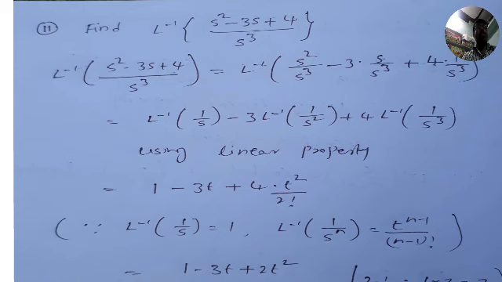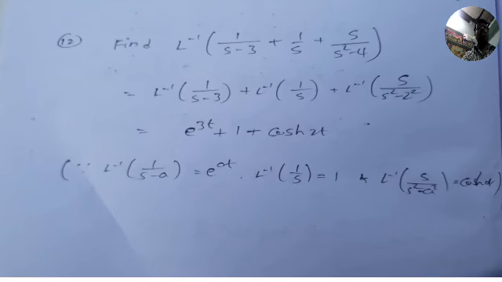Now the problem for you is: find L inverse of 1 by s minus 3 plus 1 by s plus s by s square minus 4. Good. You can easily do it. Already we did such a type of problem. Already I explained it to you. Yes, go on. Only 2 steps. Yes, guys. Very good.